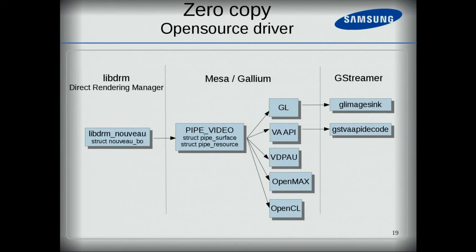And then in Gallium, they use this API to implement all these backends, like VA-API, VDPAU, OpenMAX, OpenCL, and GL. So if you arrive with your own driver, you just need the libdrm and implement the pipe video surface, and you will have all of these backends. Then we use GStreamer GL image sink for GL, and in our case, to prove that zero copy is working, we use gstreamer-vaapi.